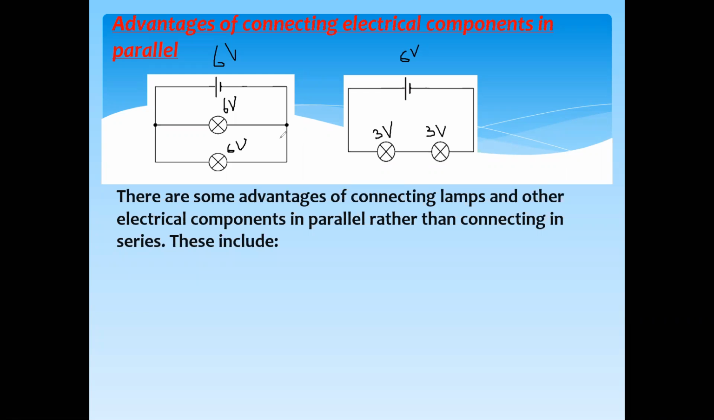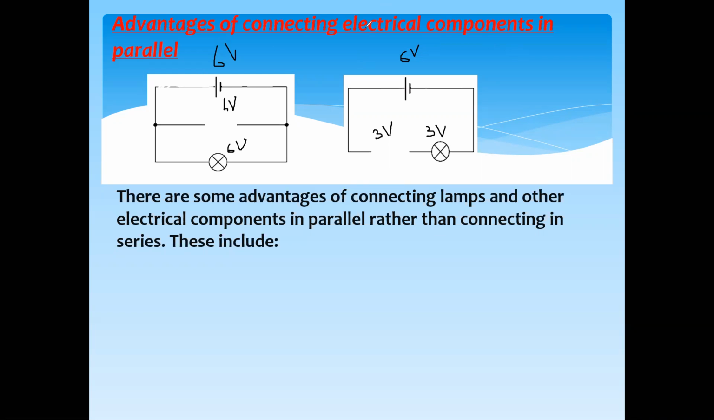In which case will the lamp be brighter, in the parallel circuit or in the series circuit? Parallel, because more energy is transferred by each charge, so it will be brighter. And another advantage: if one of the lamps is faulty or not working, in a series circuit the whole circuit will stop working. But in parallel, if one of the lamps is not working, the other components will still work, because there's another path, another passage for the charges to flow.